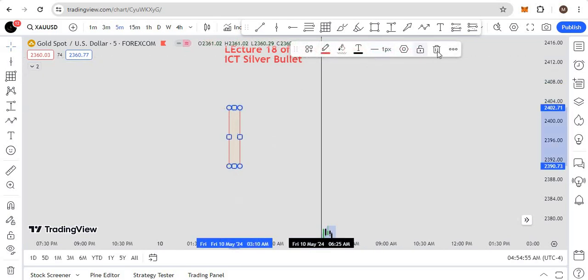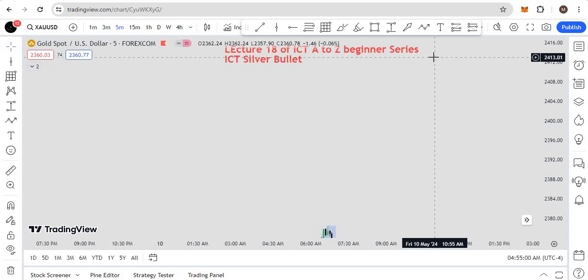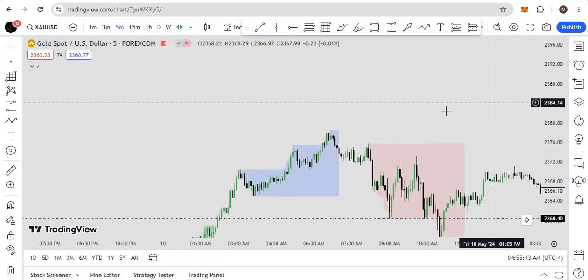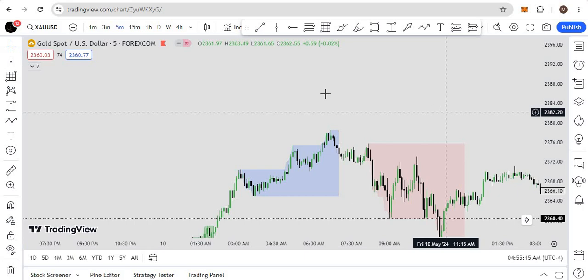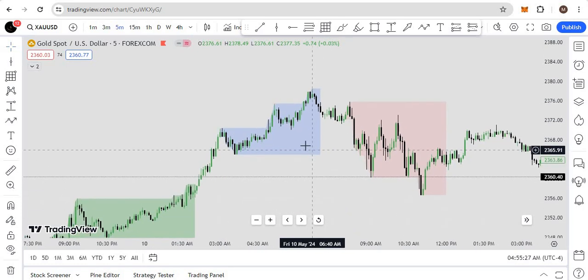One more thing I will tell you: if you do ICT Silver Bullet trading along with your daily bias, it will be of more benefit to you, really. I am on gold because I am a gold lover, but it can be any pair. I told you the ICT Silver Bullet happens every day, and you have 3 time frames, not 1. If you don't get a trade in the London session, you can get one in the New York AM session or the New York PM session.